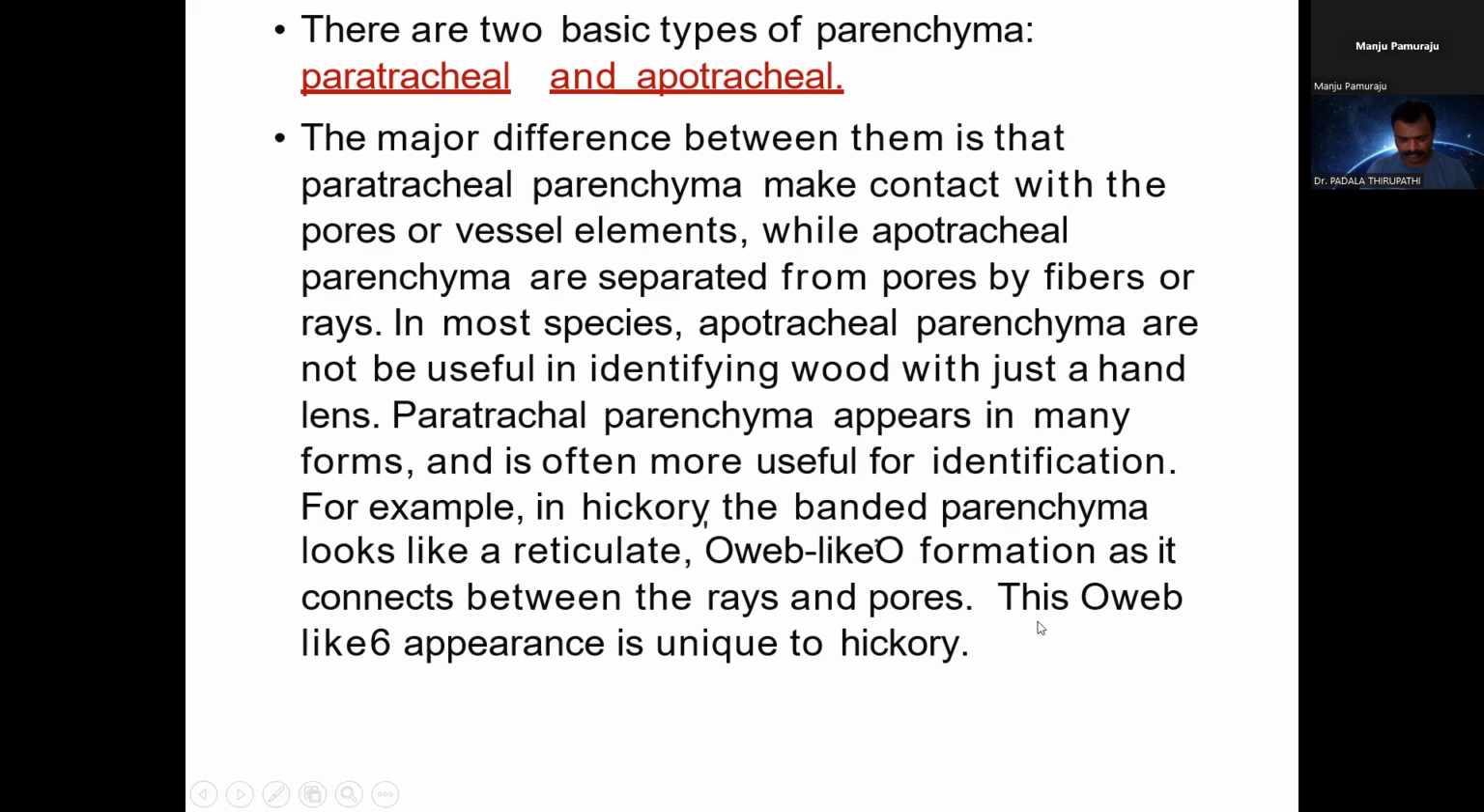So here, based on the arrangement of these parenchyma, the association of parenchyma with the vessel, there are two types, paratracheal and apotracheal. Paratracheal means the parenchyma is attached with the pores.